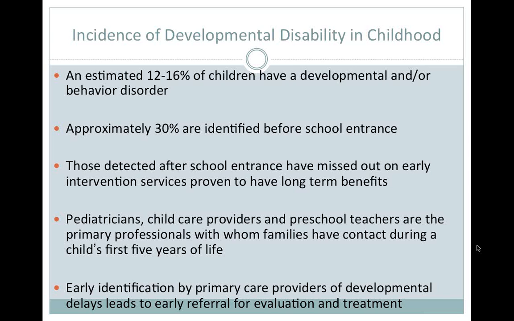So this is just some other resources. Some basic information for early childhood education majors. And these numbers fluctuate, but in general, I think it's reasonable to expect that 12 to 16%, or between 1 out of 6 to 1 out of 8 children in preschool will be identified as having a developmental or behavior disorder.